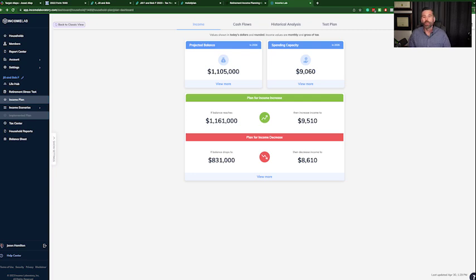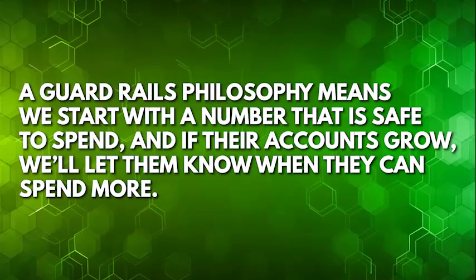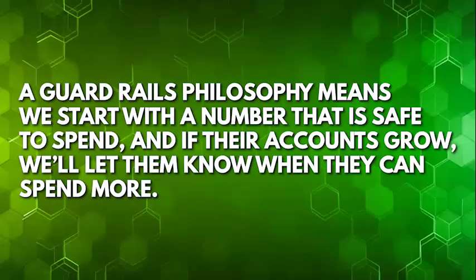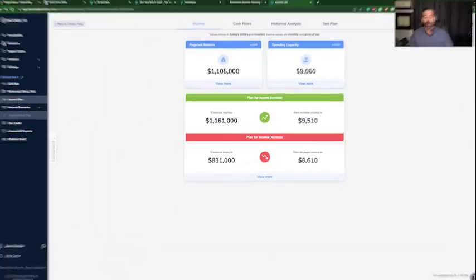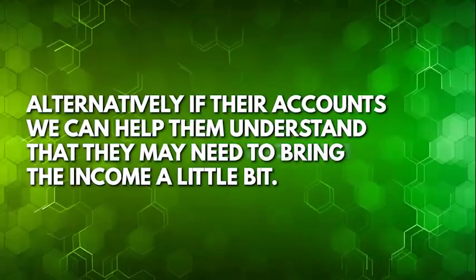So we have this beautiful tool that we can help clients figure out what the amount they can spend safely is. And this tool follows what's called a guardrails philosophy. What that means is we're going to start with a certain number that's safe to spend. And if their accounts grow, then we can let them know when they can spend more. Alternatively, if their accounts drop, then we can help them understand that they may need to bring down the income a little bit.